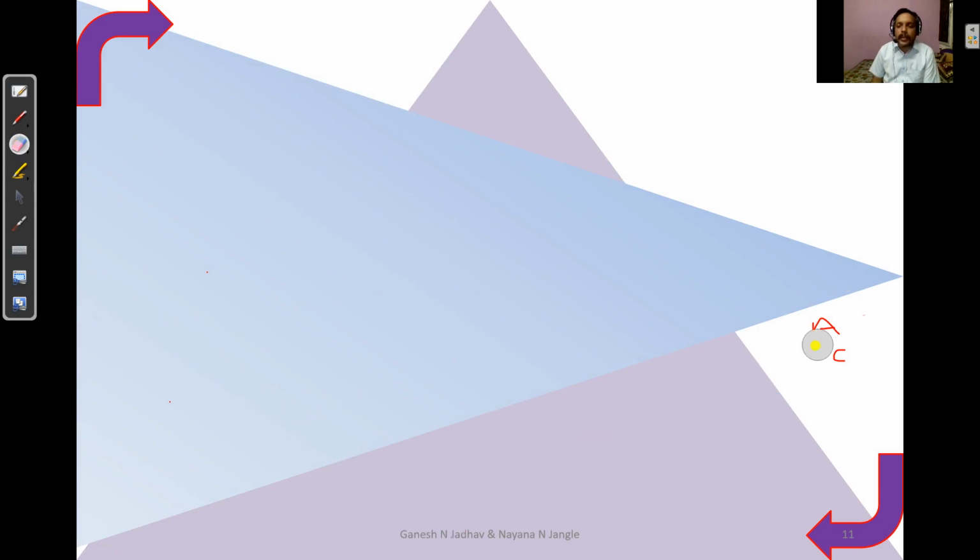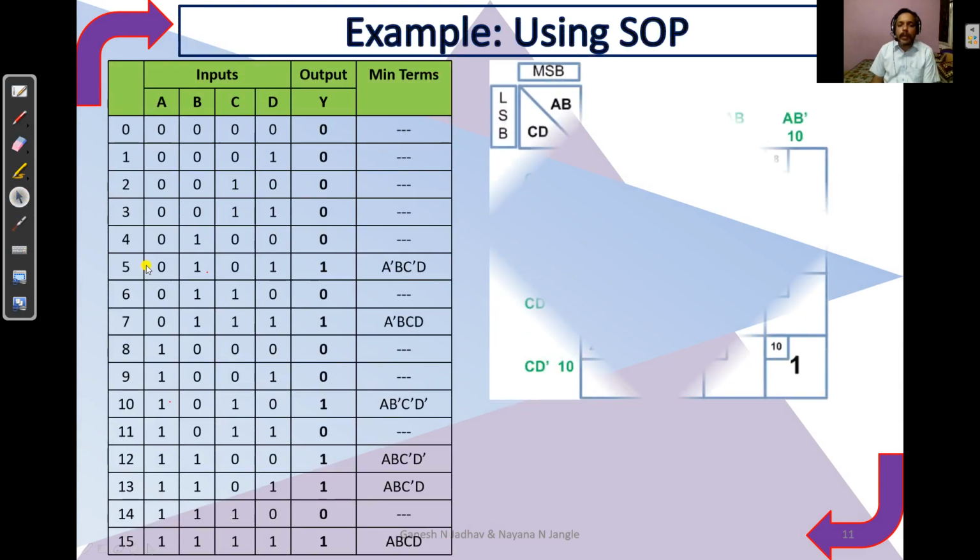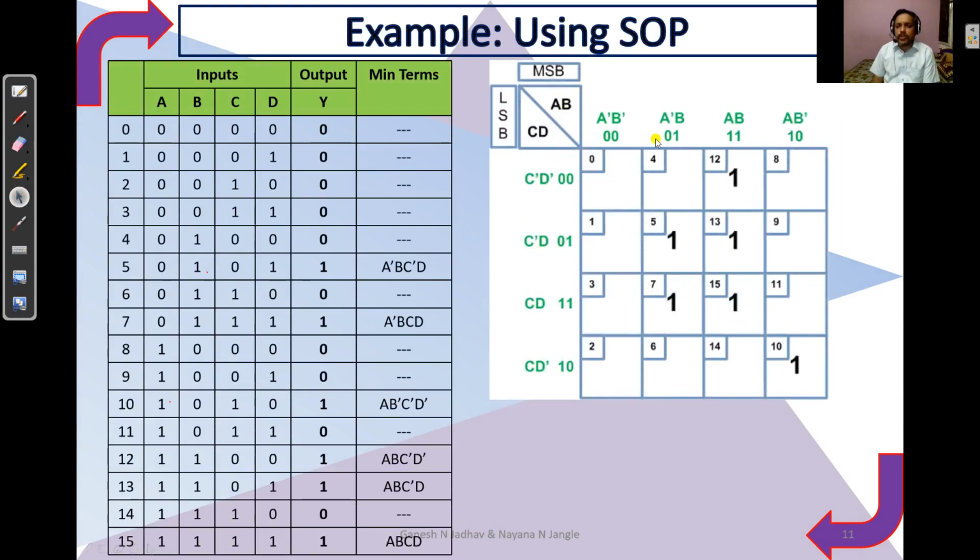For the K-map, the number of inputs is 4, which means we have to use a 4 by 4 K-map. In the 4 by 4 K-map, the labels are 00 01 11 10, with MSB written here and LSB written here. The corresponding blocks are numbered 0 to 15, and we enter 1 for all outputs with 1. So 5 is 1, 7 is 1, then 10 is 1, 12 is 1, then 13 is 1, 15 is 1.